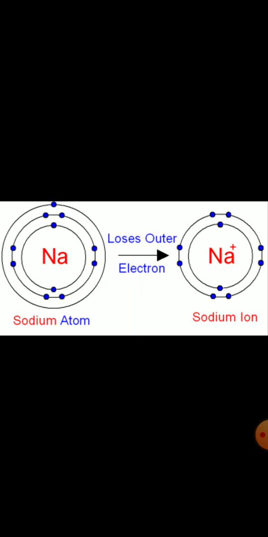So earlier, sodium had 2,8,1 configuration. Now by giving away 1, it will have 2,8 electrons, right? Remember, by giving away electrons, the elements become positive ions, which is a cation.